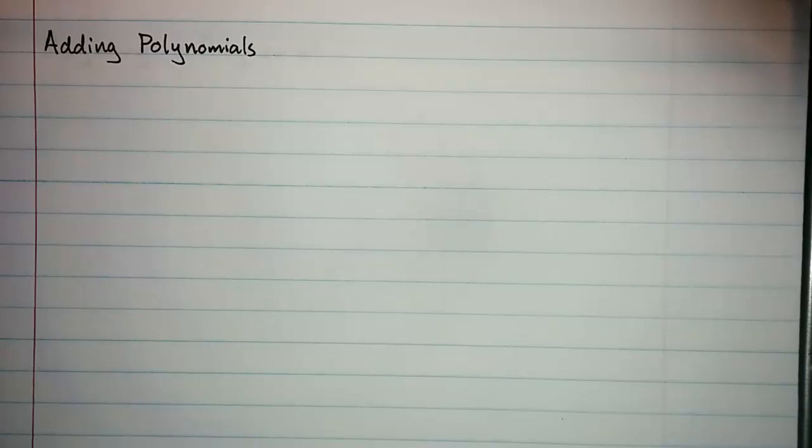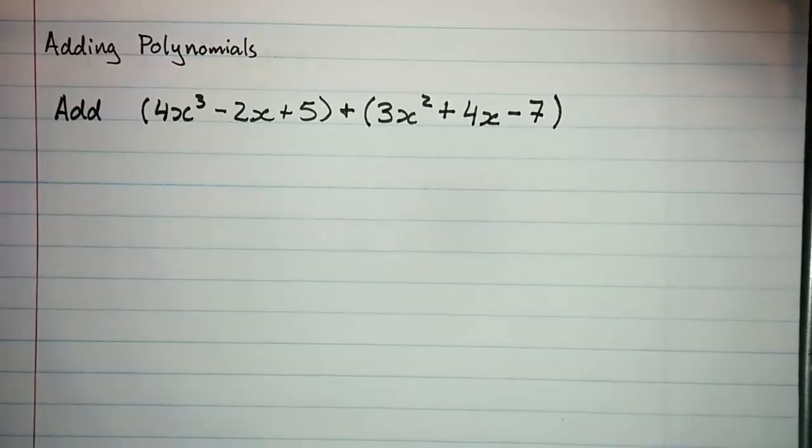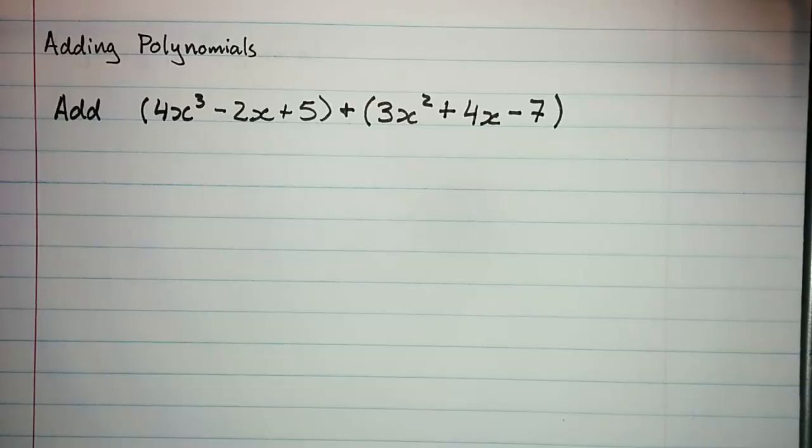Alright, what happens when we add two polynomials together? Suppose we want to add these two polynomials together. In order to do this, we're going to use the properties of addition. So first we want to either write or think of everything as addition.